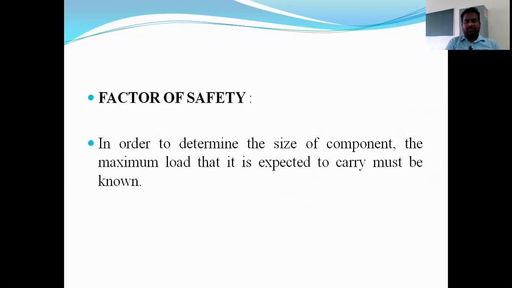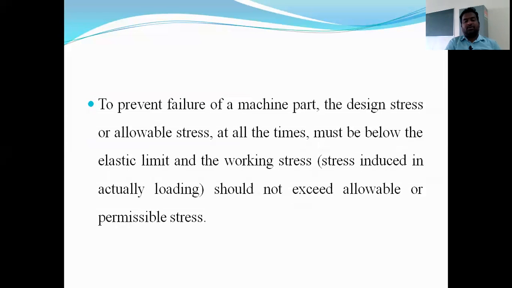Next, coming to the factor of safety. In order to determine the size of the component, the maximum load that it is expected to carry must be known, right? So if we are going to design a component, for that component we must know how much maximum load value it can bear. Okay, so that should be known while designing a component. In order to determine the size of the component, the maximum load that is expected to be carried must be known. Okay, why do we have to know?